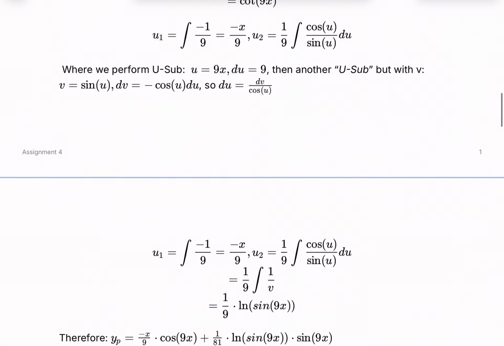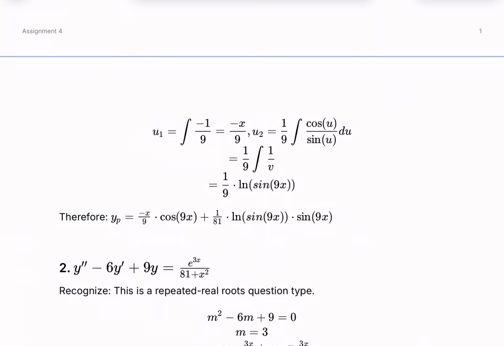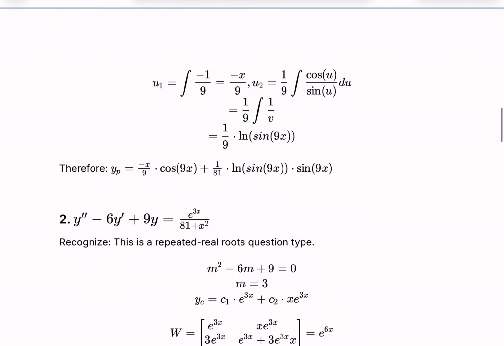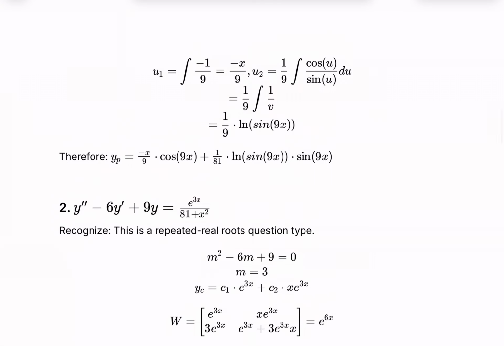So then we can continue with each one. We have our U1 and U2. We continue with U2, and then we just plug it back into our equation. So our y particular is as follows after you multiply everything out. As I go through these, I'm going to double check that everything I have there aligns with my answers, and it does so far.